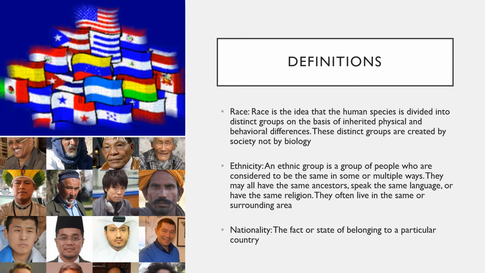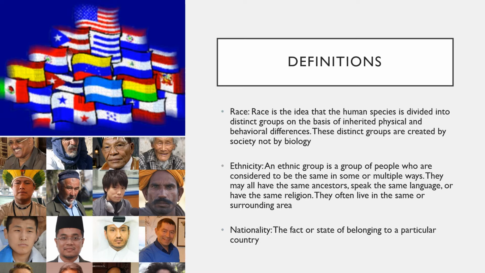The second definition you'll see is ethnicity. So an ethnic group is a group of people who are considered to be the same in some or multiple ways. They may all have the same ancestors, speak the same language, or have the same religion. They often live in the same or surrounding area. So a big ethnic group we are talking about is Latinx. Latinx is an ethnic group of people that have very similar characteristics, even if they're not necessarily from the same country. So there are many ethnic groups all over the world. Even within the Latinx ethnic group, there are ethnic groups within that group as well.